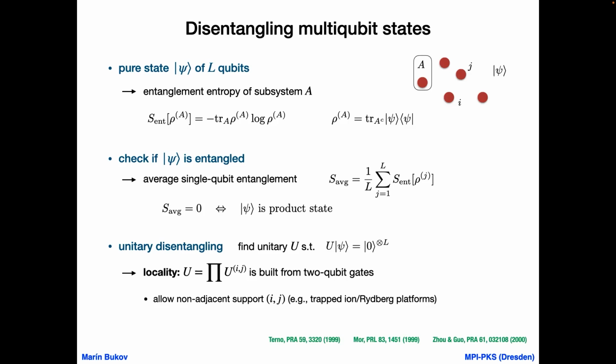And these interactions can be implemented in a straightforward way, for instance, using trapped ions. There are Mølmer-Sørensen gates or Cirac-Zoller gates, or using Rydberg platforms. There, I think the state-of-the-art is the Pichler gate. So you can do these things without a problem.